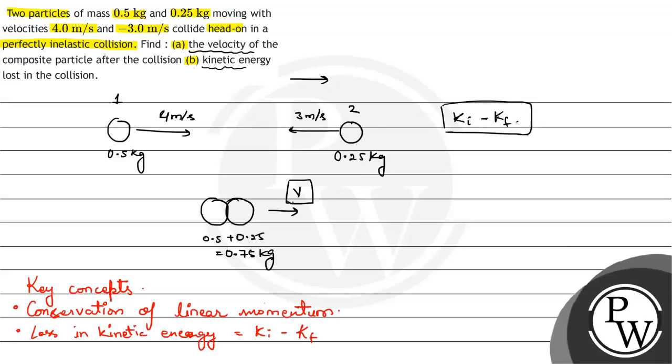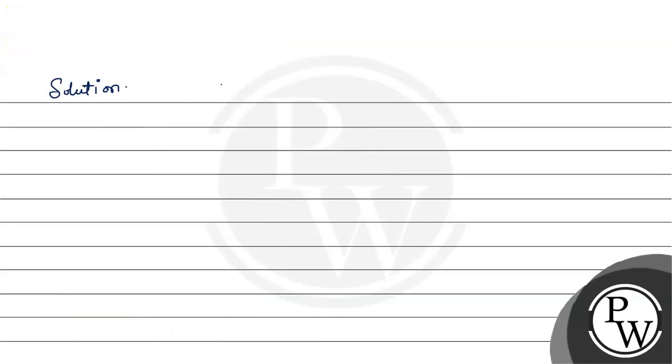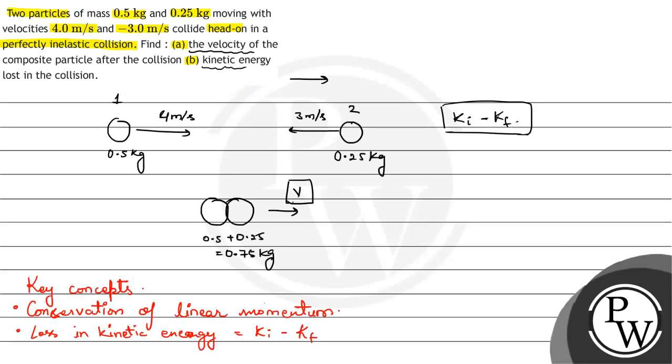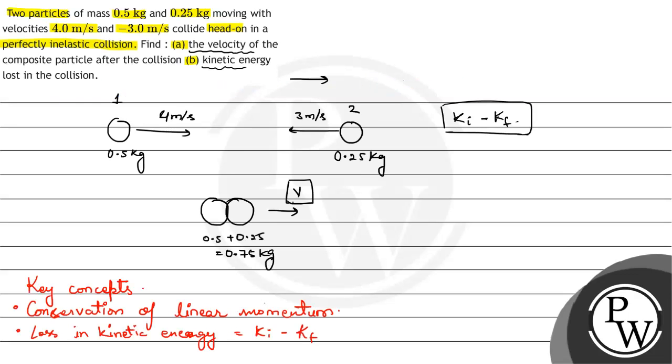So now apply conservation of linear momentum. For solution part, what do we have? We have applying conservation of linear momentum. So initial linear momentum of the two particles will be equal to m1 u1 plus m2 u2, and it must be equal to final linear momentum, which will be equal to m1 plus m2 times v. Okay, because the velocity of composite particle is assumed to be capital V.